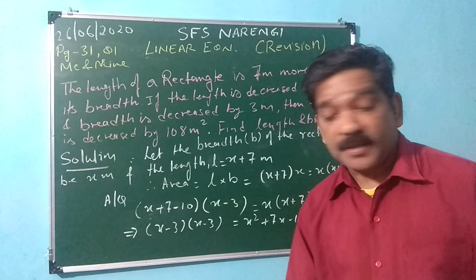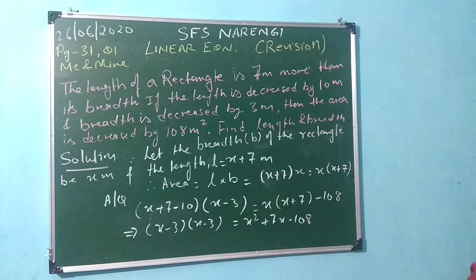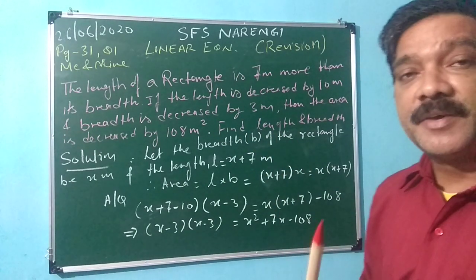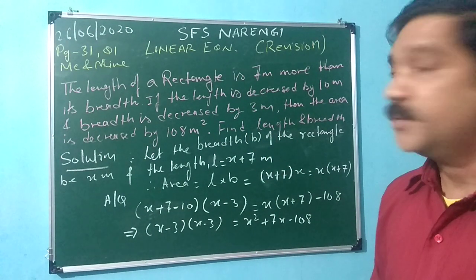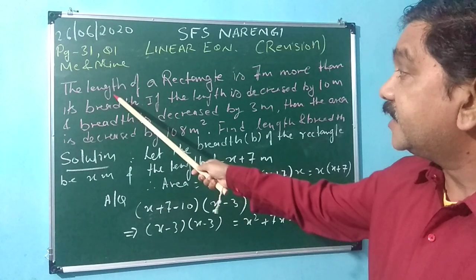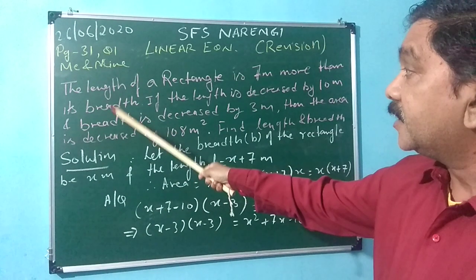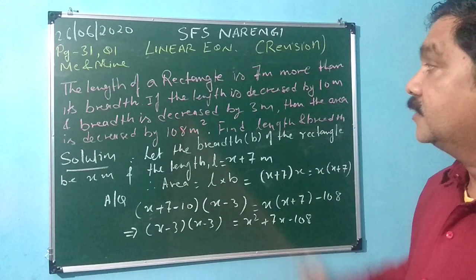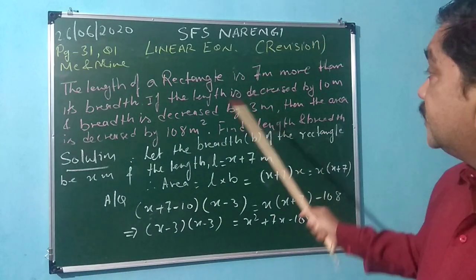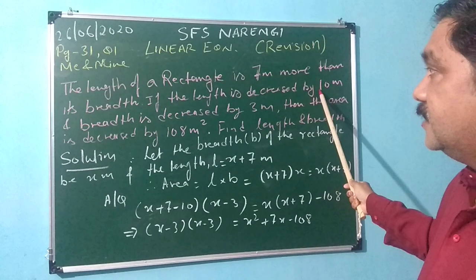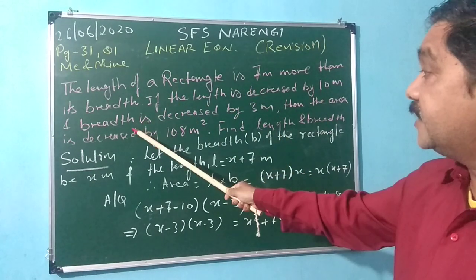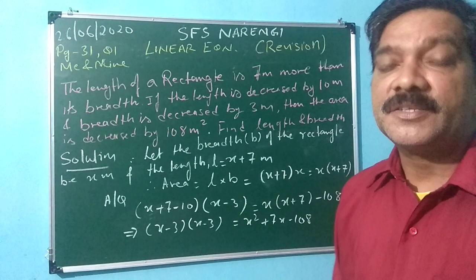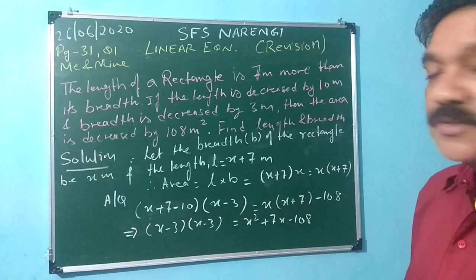Clear? Now my dear students, they have not given the length and breadth, but they have given the relation between length and breadth. What is the relation? The relation is, length is more than the breadth by 7 meter. Now what happens if the length is decreased by 10 meter and the breadth is decreased by 3 meter, then the area is reduced by 108 square meter. Now let's start the solution.